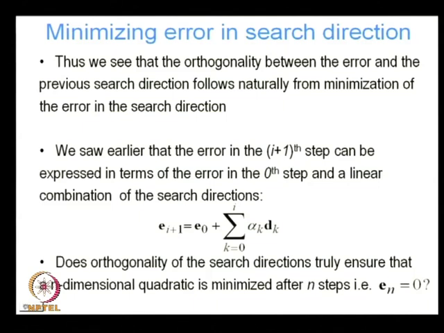So, what have we seen up till now? We have seen that if we minimize the function along a particular direction, we get orthogonality between the error and the previous search direction. That is all we have seen. But does that really lead to the minimization of the function in n iterations? That is what we want to see, right. If the function is truly minimized after n steps, it would mean that e_n, the error at the end of n iterations, is equal to 0.